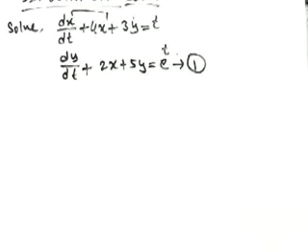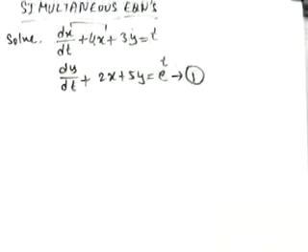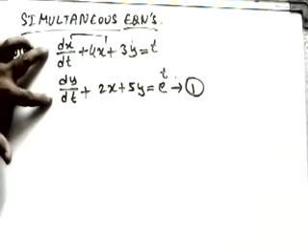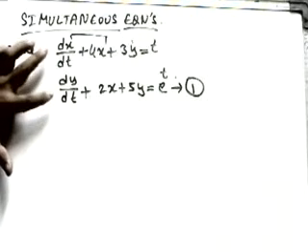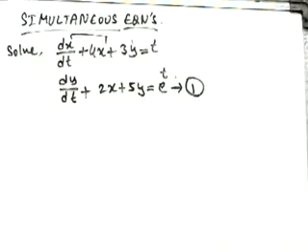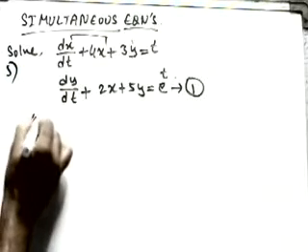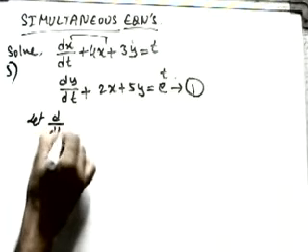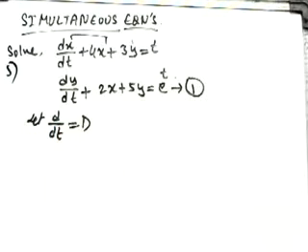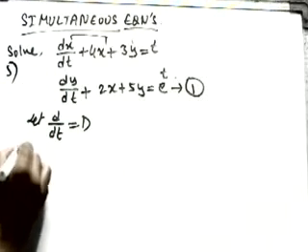Today in class we are going to solve questions based on simultaneous equations, meaning when two equations are given, how to solve them. Now we are having two equations here. Watch carefully. Here we are having differentiation with respect to t. So let us keep d by dt equals to capital D.